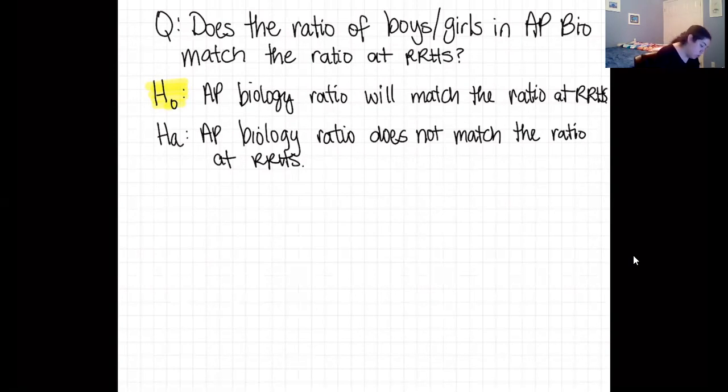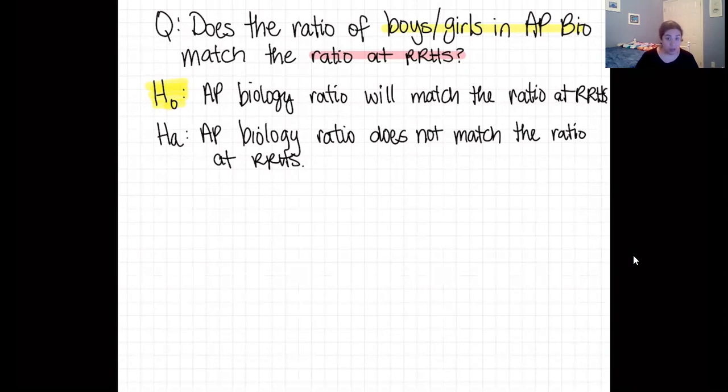Obviously, we're going to need to know what the ratio of boys to girls in AP Biology is. But then we're also going to need to know, well, what's the ratio at Round Rock High School? And then we can use chi-squares to figure out, even though there's some variation to it, there's going to be some randomness in terms of how many boys and girls are in AP Bio. Is it still close enough to that ratio at Round Rock High School? And so that's what we're going to be doing today. And that's what we're going to be comparing.